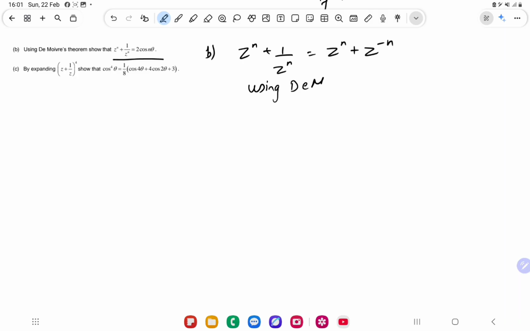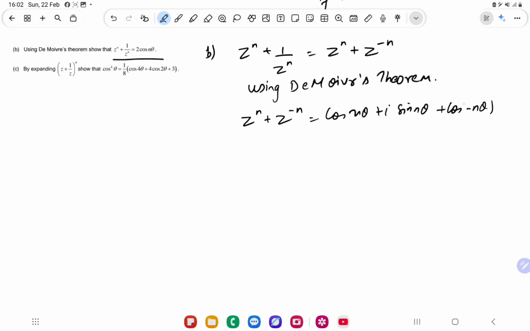Now using de Moivre's theorem, what I can say is z to the power n plus z to the power minus n is nothing but cos n theta plus i sin n theta plus cos minus n theta plus i sin minus n theta, which I can write as this, cos n theta plus i sin n theta.